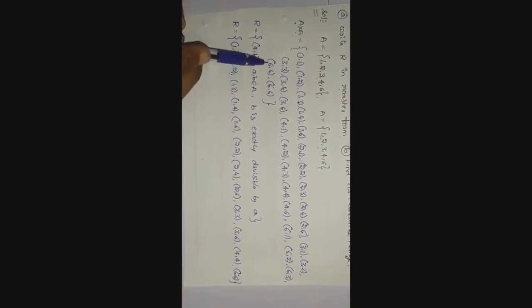Is 1 divisible by 6? No. Is 2 divisible by 6? It is not exactly divisible. Is 3 divisible by 6? No. Is 4 divisible by 6? No. Is 6 divisible by 6? Yes, (6, 6). Hence it is a relation R in which the second element is exactly divisible by the first element.